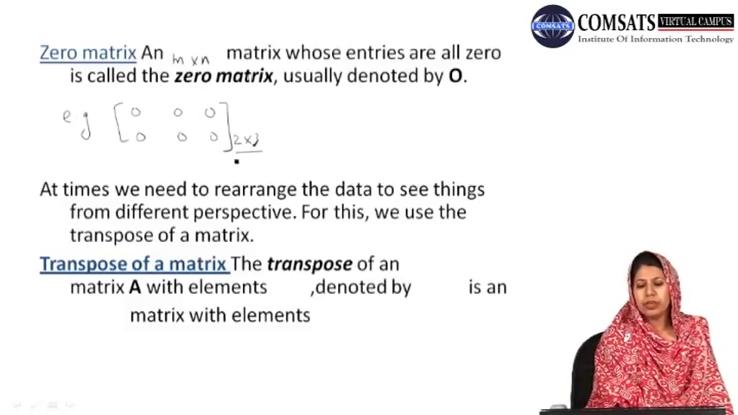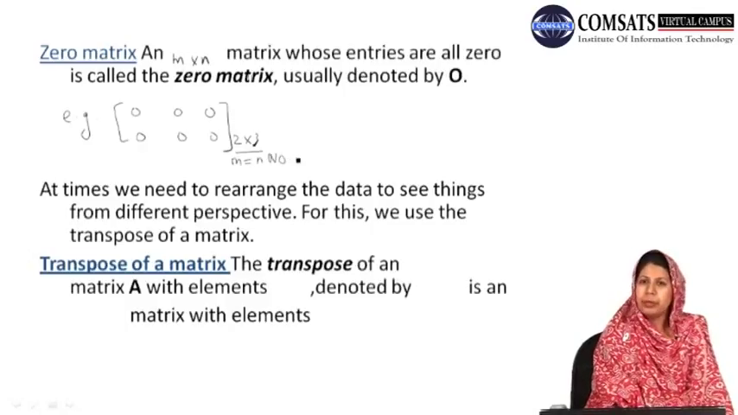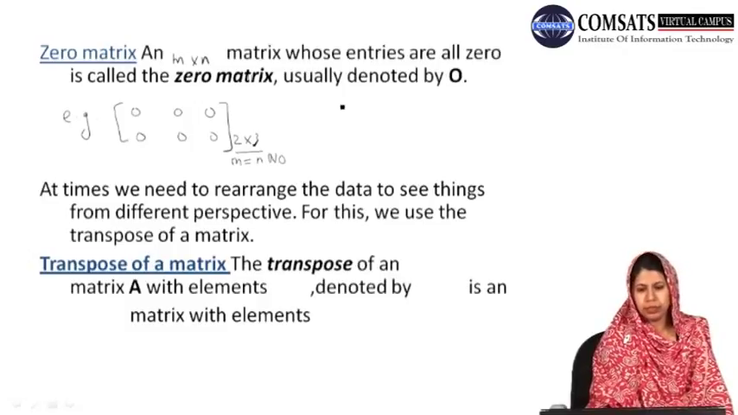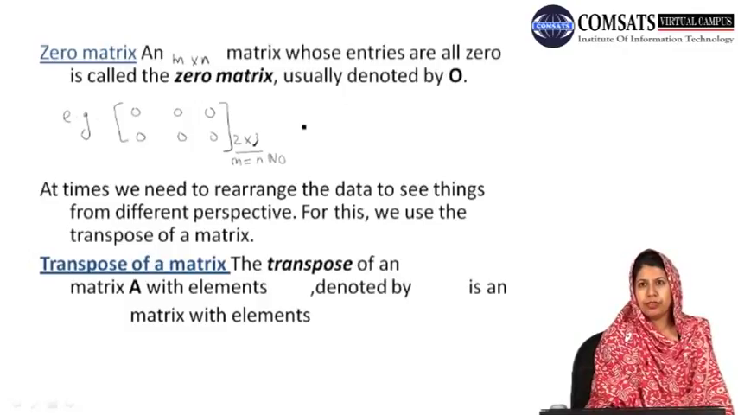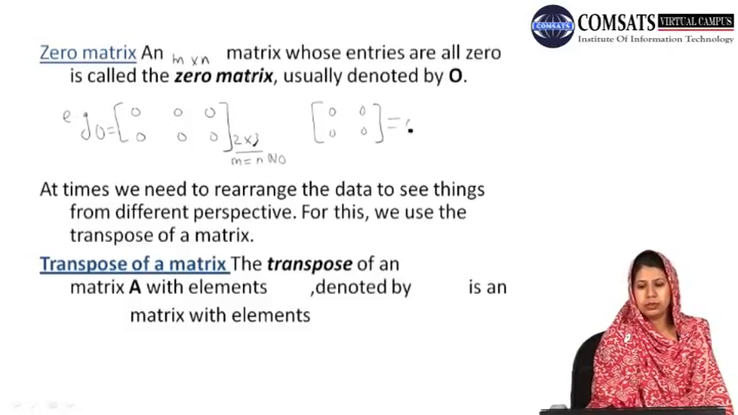A zero matrix has no condition that m is equal to n. No, m and n may be equal or may be different. In the case of a square matrix, the zero matrix will be 0 0 0 0. So this is a square matrix of order 2 by 2.